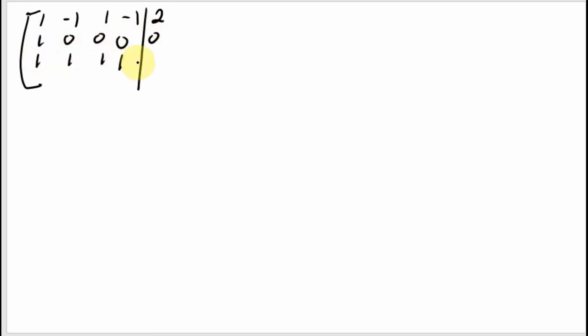Okay, so this matrix is 1, negative 1, 1, negative 1, 2, 1, 0, 0, 0, and 0, 1, 1, 1, 1, and 1. One, 4, 16, 64, and 52.